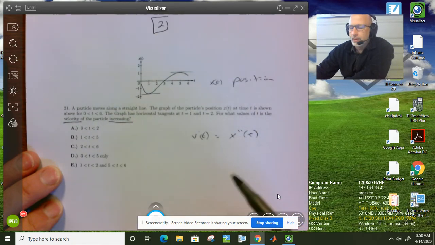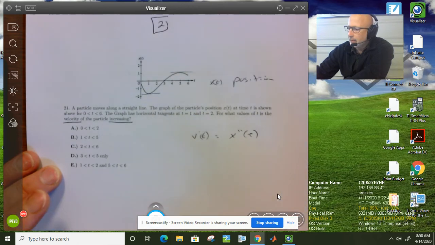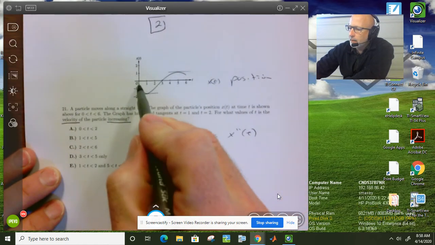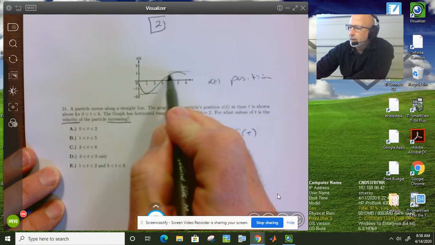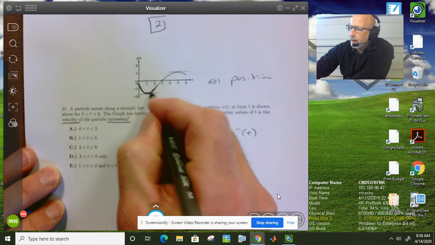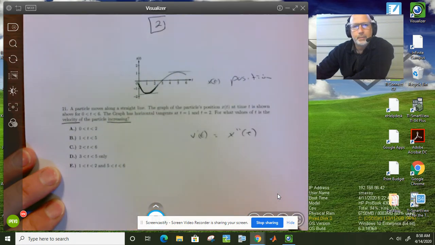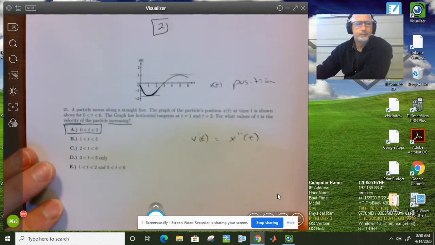So if you take a look at this, this is really just asking what's the concavity of x of t. So the graph here is going to be concave up, concave up, concave up, and then it switches to concave down. So really, it's only going to be from 0 to somewhere around there that it stays concave up. And the only place that matches up there is going to be A.